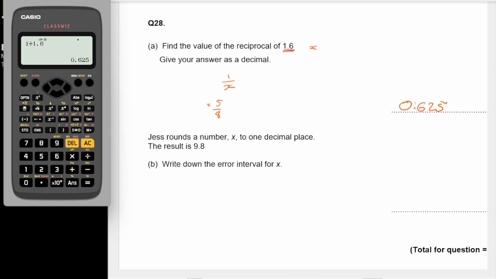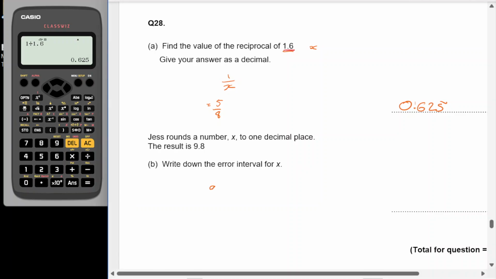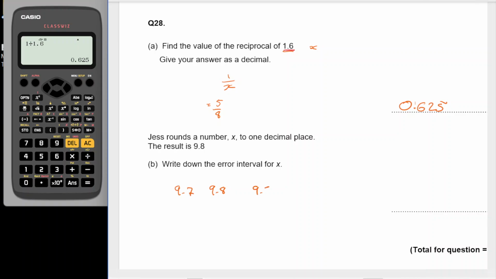Okay, Jess rounds the number x to one decimal place. Her result is 9.8. Write down the error interval for x. So it's been rounded to 9.8 instead of 9.7 or instead of 9.9. So the smallest number would be 9.75 and the largest number would be 9.85. So to write it as an error interval, we write it as 9.75 is less than or equal to x, which is less than 9.85. We'd round that one up and round this one down. So there we go, that's our error interval.